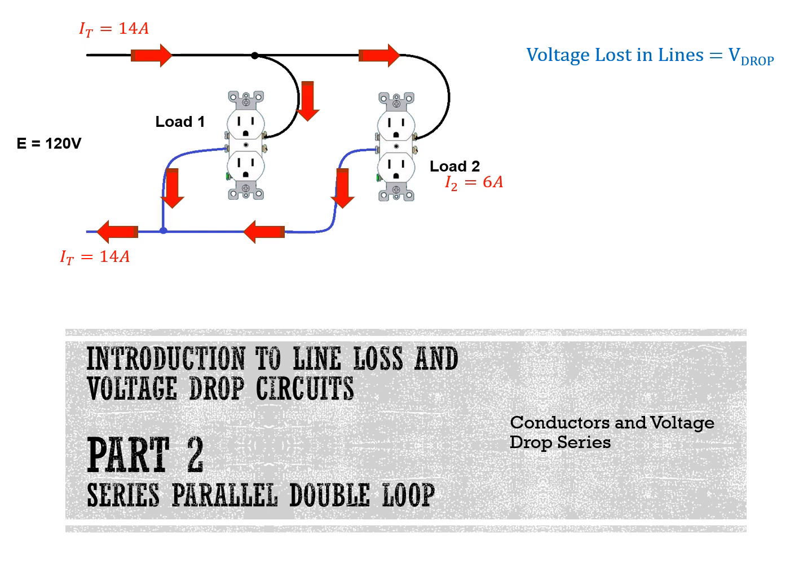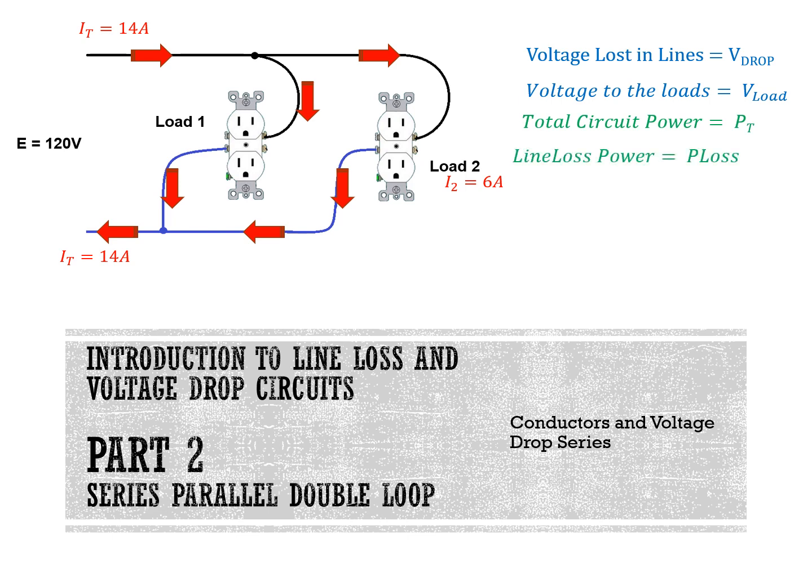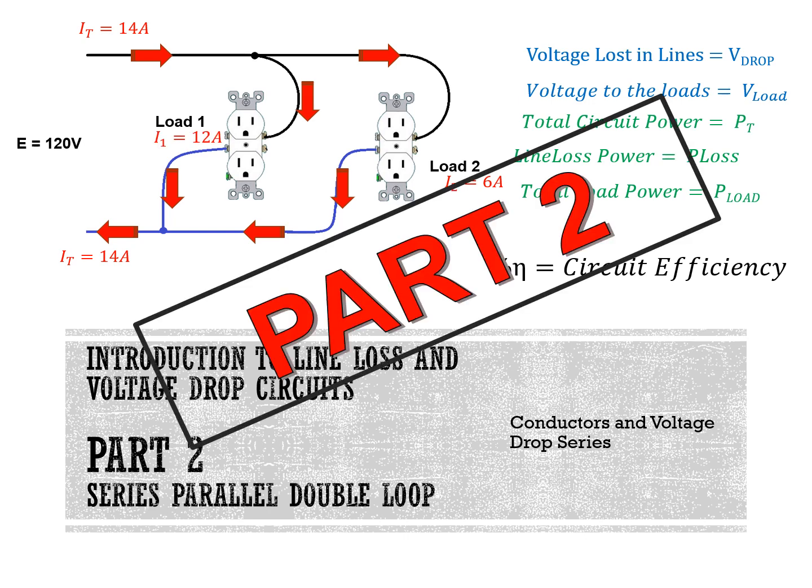We'll be looking at the voltage that is lost in the lines, the voltage to each load. We'll look at the total circuit power. We'll look at how much power is lost in our lines feeding our circuit, and we'll look at how much power actually gets distributed to the load. With all that information, we'll be able to look at our circuit efficiency. So with all that being said, welcome to part 2.